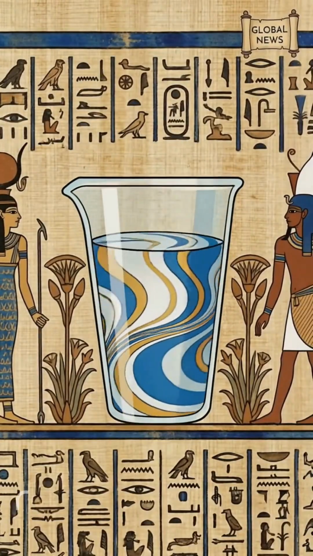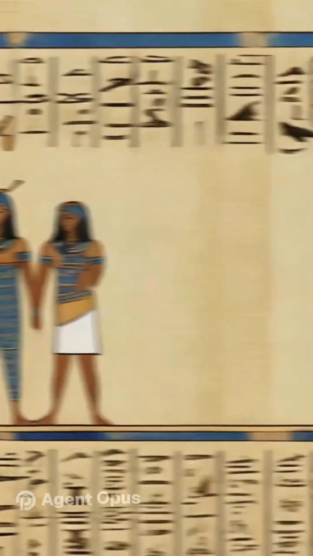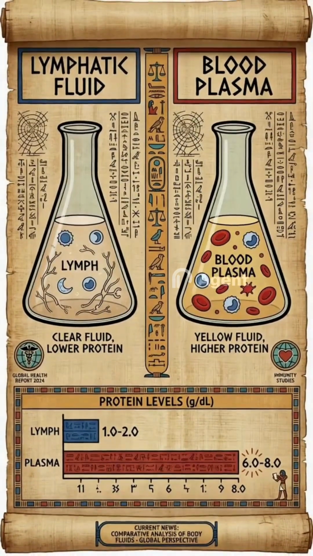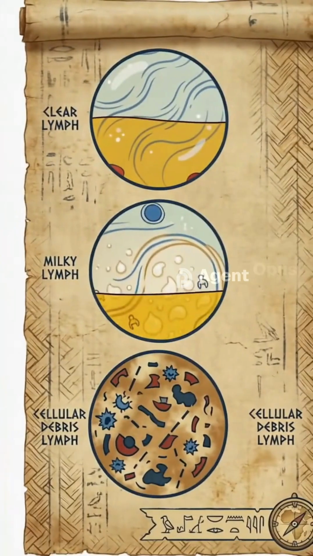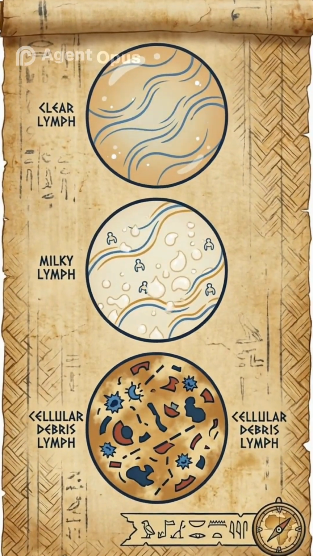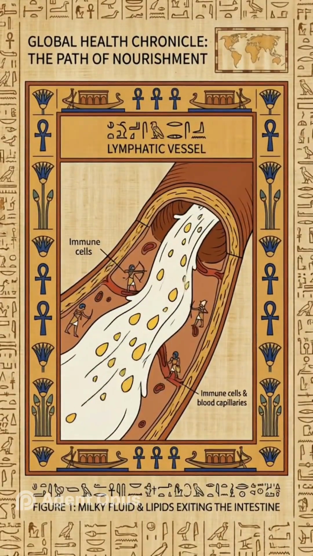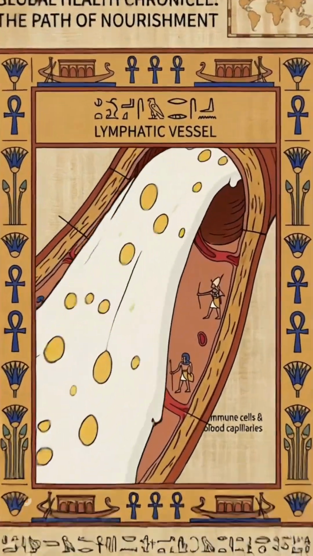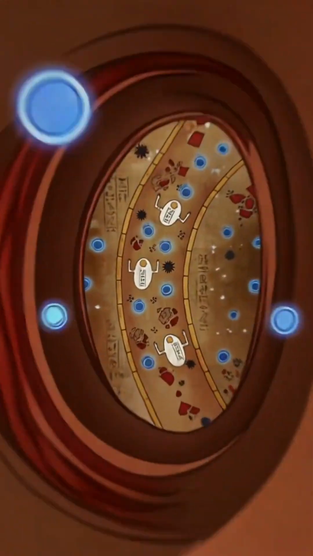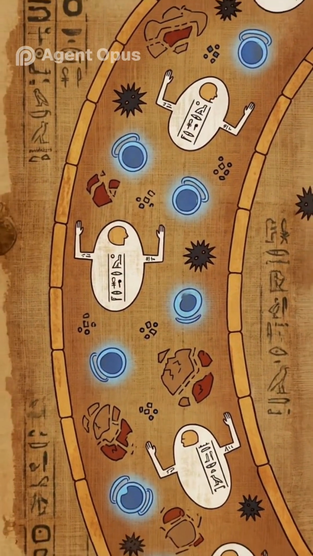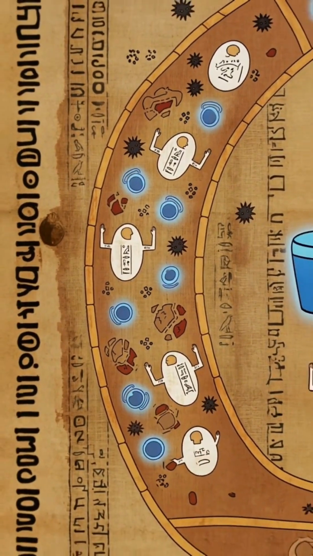Lymph itself is usually a clear and colorless fluid. It is similar to blood plasma, but contains less protein. Its composition can vary depending on location and time. For example, after a meal, lymph draining from the small intestine often appears milky because it contains absorbed lipids. Lymph can also contain lymphocytes, macrophages, hormones, bacteria, viruses, and cellular debris.